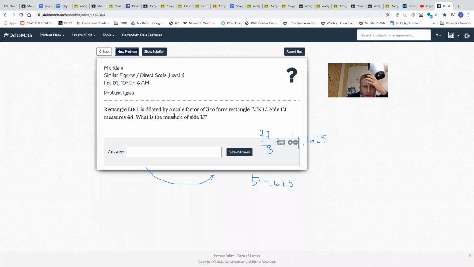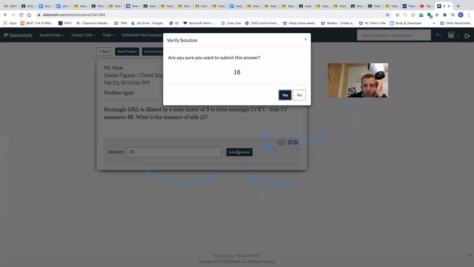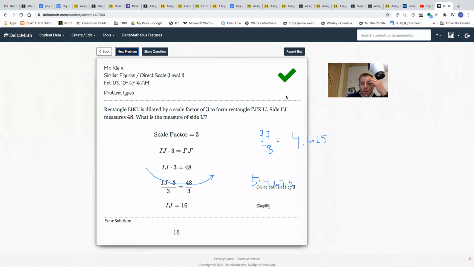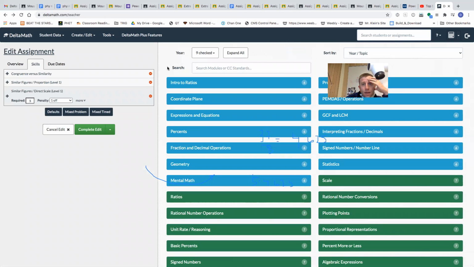Let's do one more. Scale factor of 3. IJKL dilated by scale factor 3 to form I prime J prime K prime L prime. They're giving you the after the dilation is 48. So you got to understand that you're trying to find what it was before the dilation of 3. So you really would multiply by 1/3 to go backwards, or you could divide by 3. Before it got dilated by 3, it was 16, because 16 times 3 would give me 48. So just be careful on how it's worded there. Draw it out if you need to. But that is some hints on how to do that delta math there.